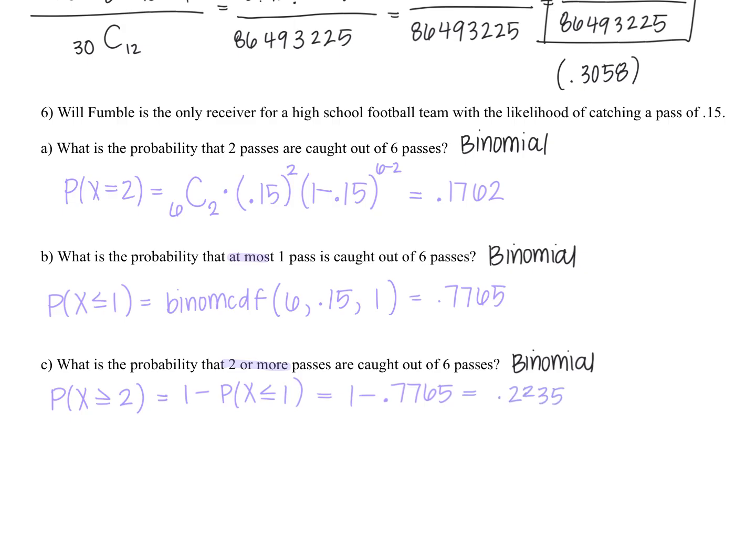But the way you would do it, if it wasn't the inequality that you already found, you would do 1 minus binomcdf, and then you do 6, 0.15, 1. And then it would just give you the answer, 0.2235. But because I already found it, I'm not going to do it twice.